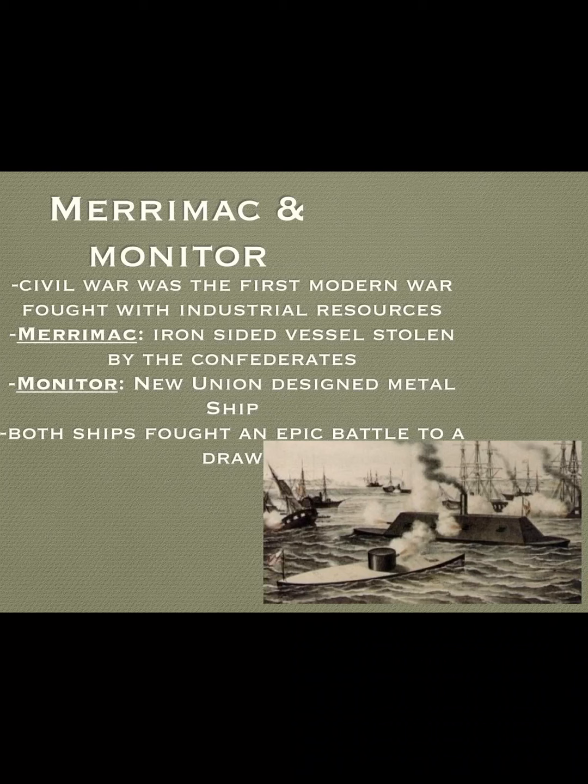And the idea was that they were going to use the Merrimack to sail out and blow up all the United States wooden ships so that they could lift the blockade that they knew was going to starve them out. But what they didn't know is that the Union had built a new, more advanced ship, the Monitor. And you see the Monitor is kind of a flat boat with a round circle on top. And that is actually a hydraulic turret. It could move 360 degrees like a modern ship.